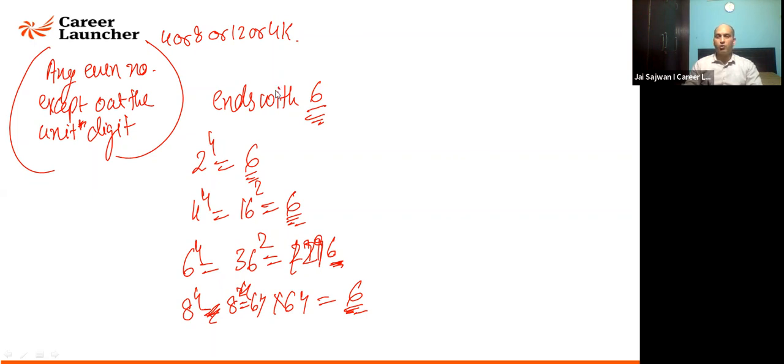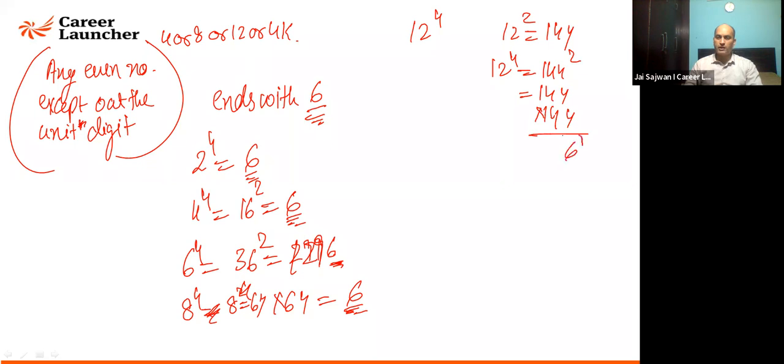ठीक है, किसी को कोई दुविधा हो इसमें तो पूछ लीजिएगा. मैंने आपको एग्जांपल दे दिया. आपको लग रहा होगा सर 12 की पावर 4 प्रूव करके दिखाओ. 12 squared is 144. 12 to the power 4 is 144 squared, which means 144 into 144. 4 fours are 16, ending with 6. That is the reason why the unit digit is coming out this way. Is that fine? I believe so.